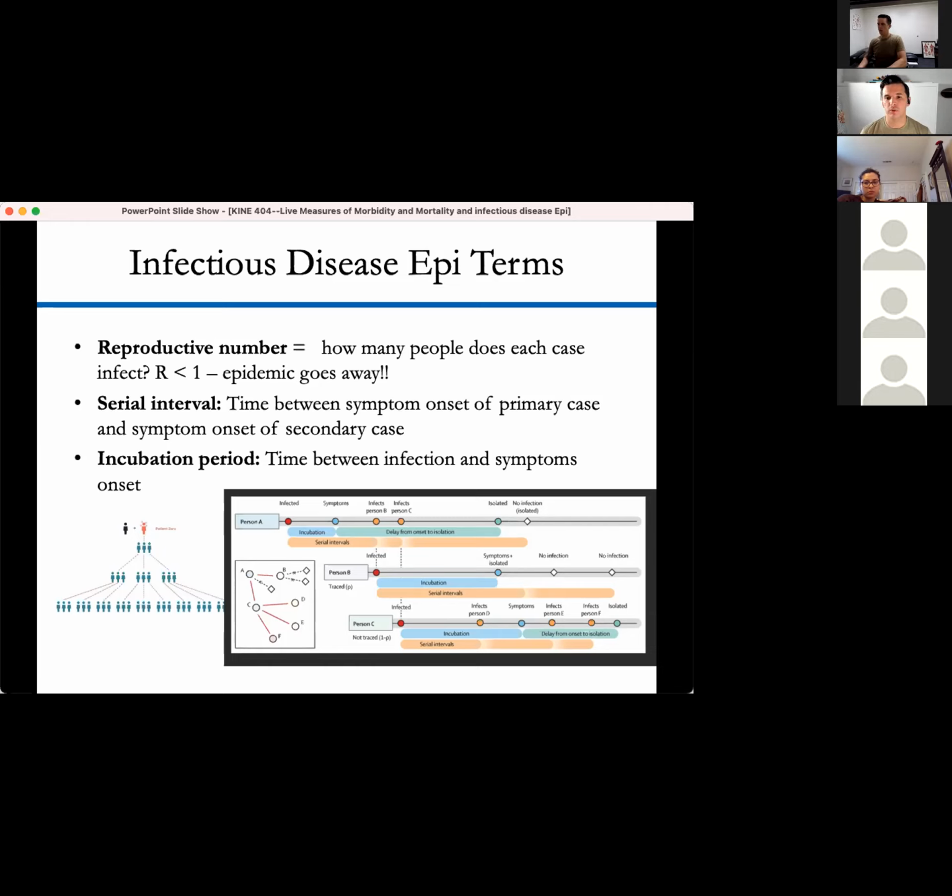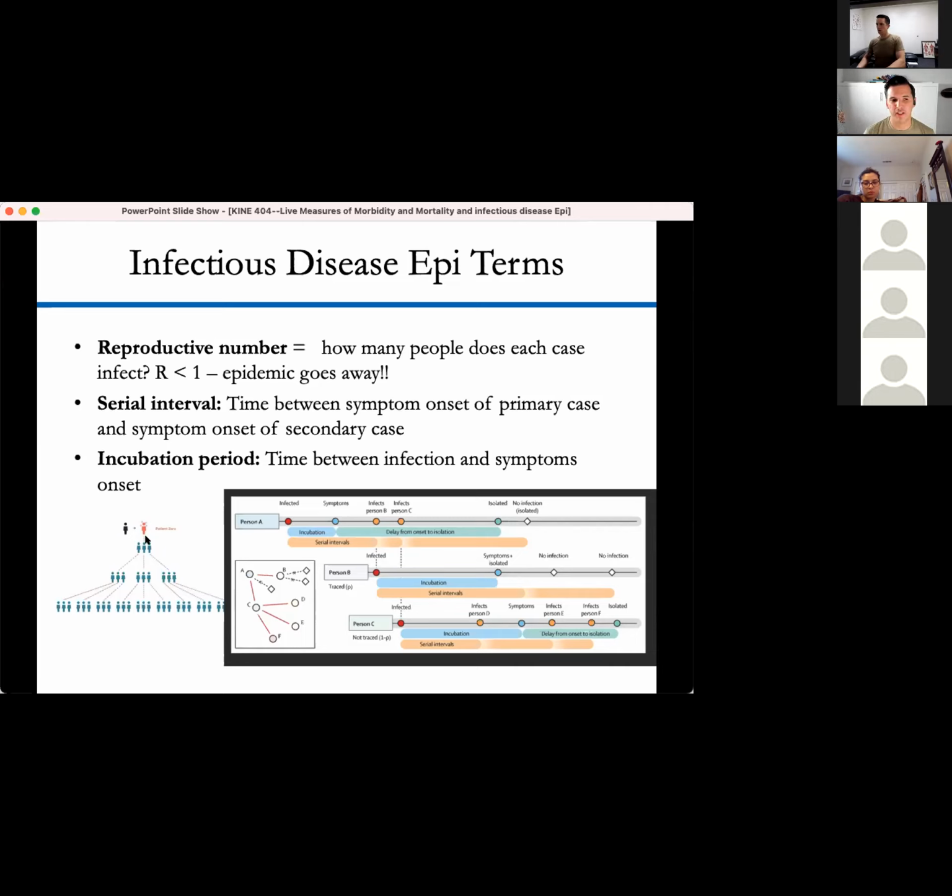So for SARS-CoV-2, it's somewhere between 2 and 3. So for every one person who is infected with SARS-CoV-2, they will pass on that infection to 2 to 3 other people. The higher that reproductive number, the faster that disease will spread in the population, because it's spreading exponentially. And you can kind of see that in this figure on the bottom left.